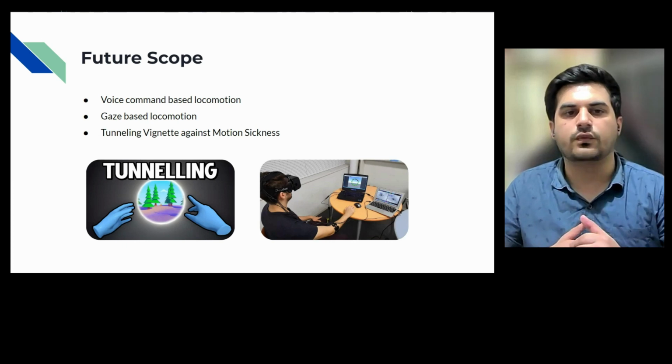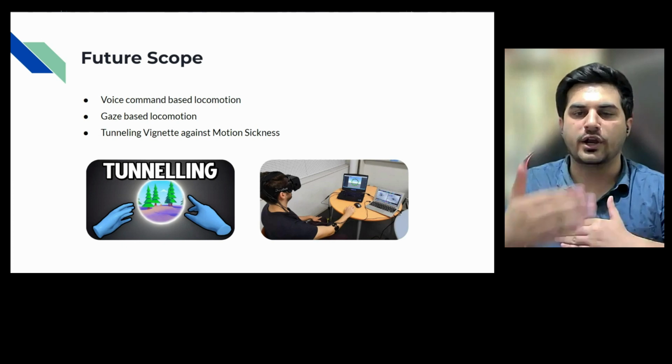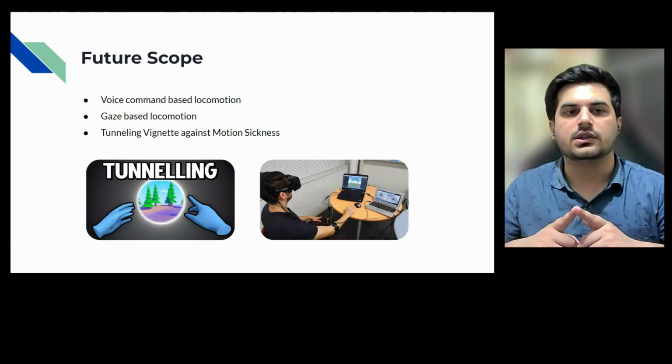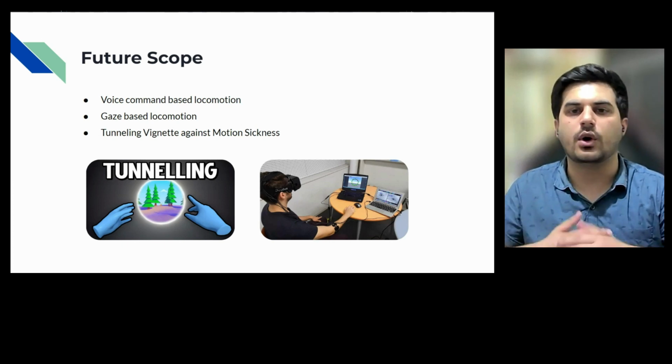Now, turning to vignette for motion sickness. What we notice is while we are teleporting from point A to point B, in virtual reality we are moving, but in the real world we are not moving. So this causes an effect of nausea, motion sickness. So how can we reduce that?